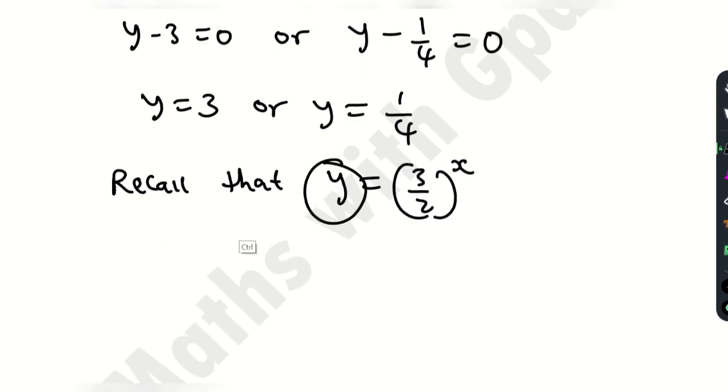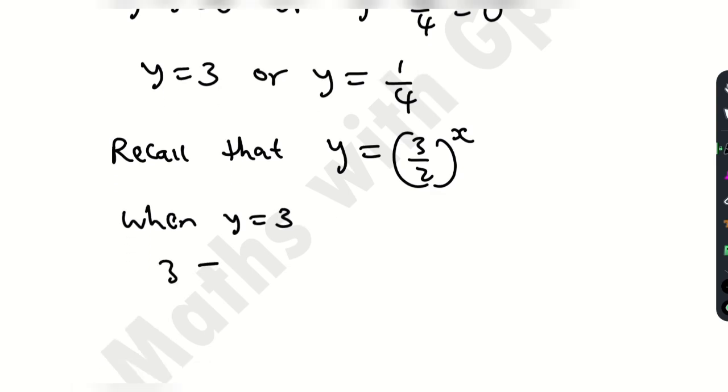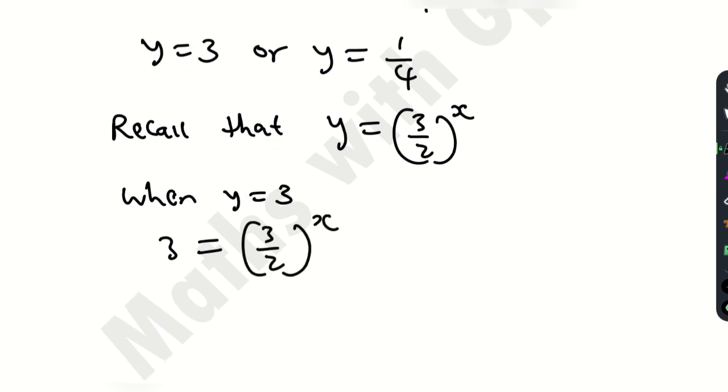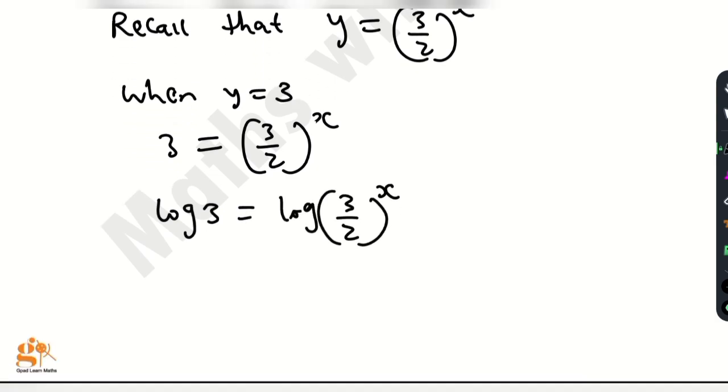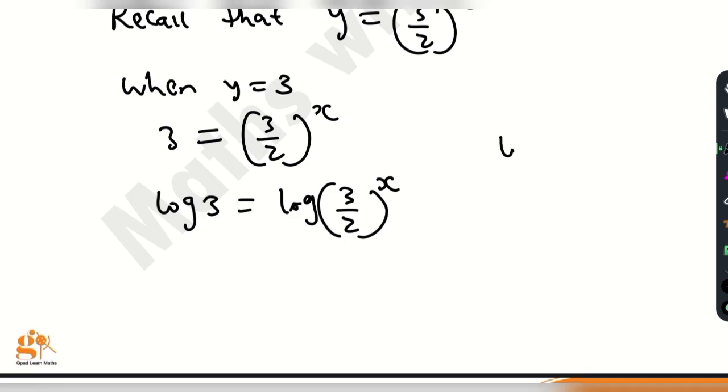Now, first of all, when y is equal to 3, I'm now substituting, so 3 is equal to 3 over 2 raised to the power of x. But I'm going to take the logarithm of both sides so that I'll get the value of x. So I have log 3 is equal to log (3 over 2) raised to the power of x. From one of the laws of logarithm, if you have log a raised to the power of n, this can be written as n log a. Notice the exponent of a is now multiplying the logarithm.